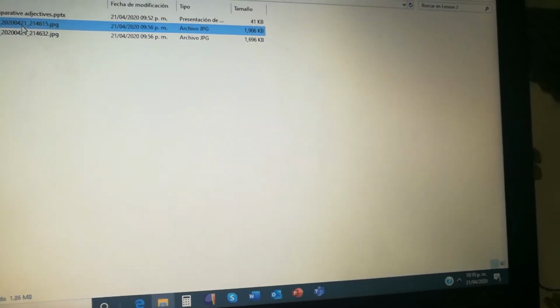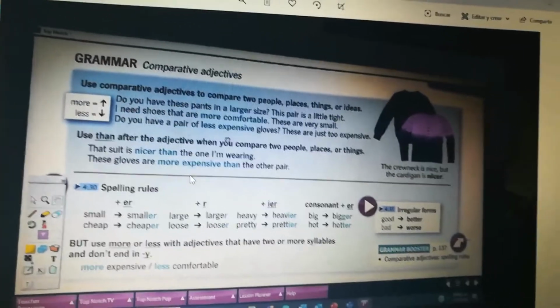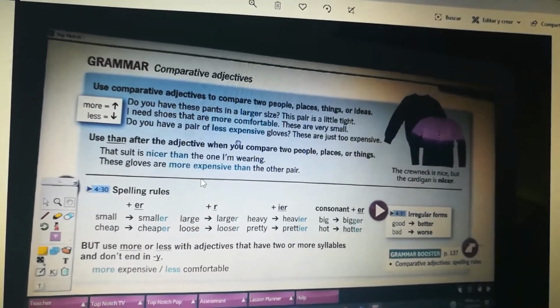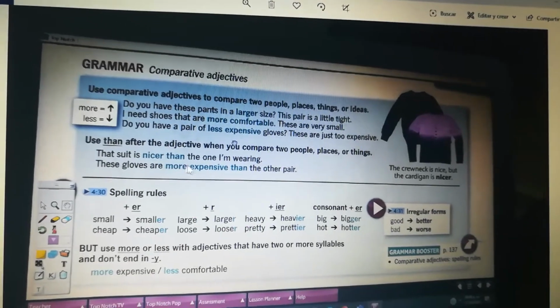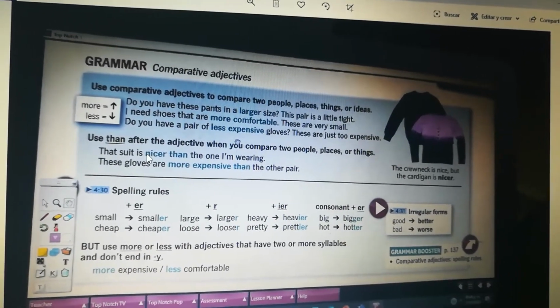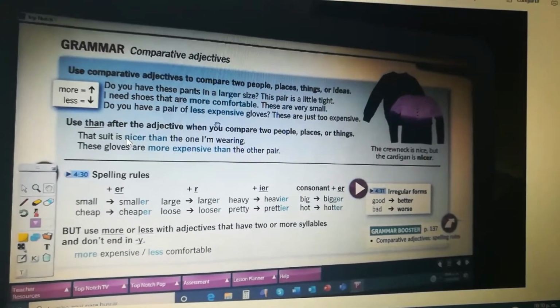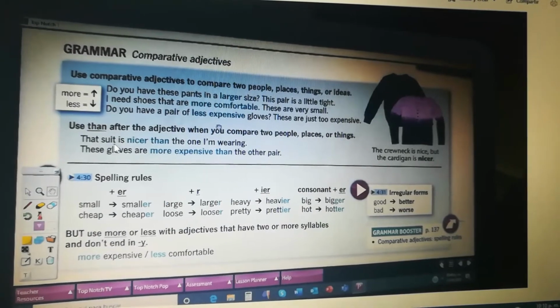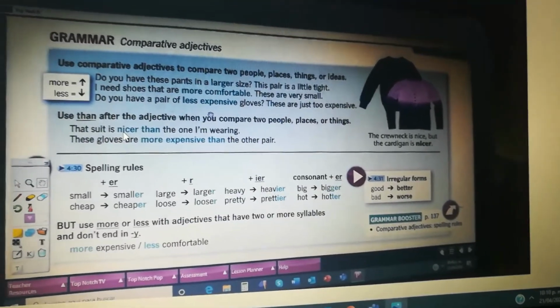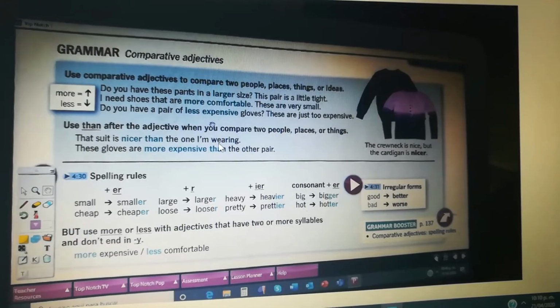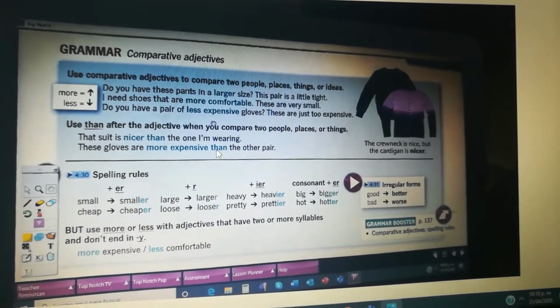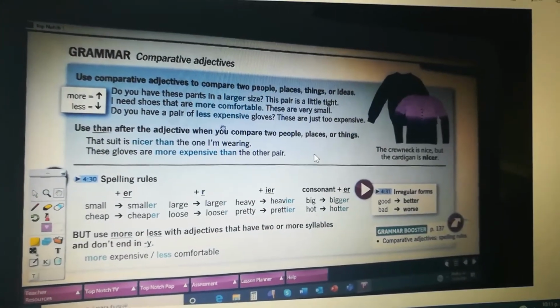And you have here a reference chart. In this reference chart, you have the spelling rules again. And this part that you have here is important: use than after the adjective when you compare people, places, or things in a sentence. For example, that suit is nicer than the one I'm wearing. These gloves are more expensive than the other pair.